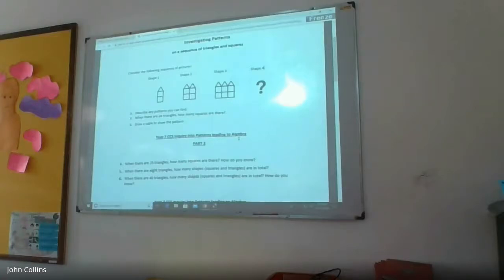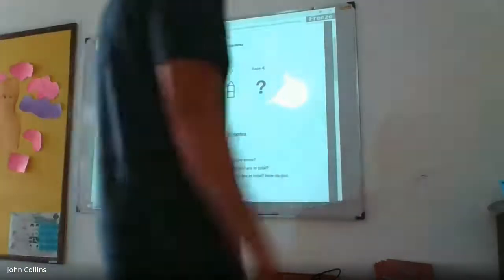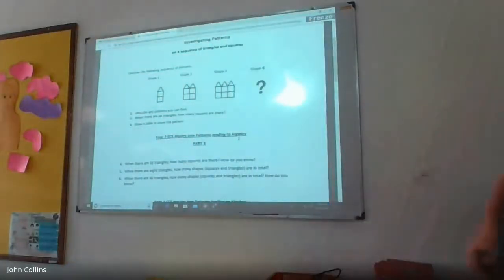If there's 3 triangles, how many squares? Doubling, yeah, that's a pattern. I was going to say 1 triangle and 2 squares, and it's doubling. Okay, doubling and adding. Yes, no matter how many triangles or squares, the total will be a multiple of 3. The total is a multiple of 3.